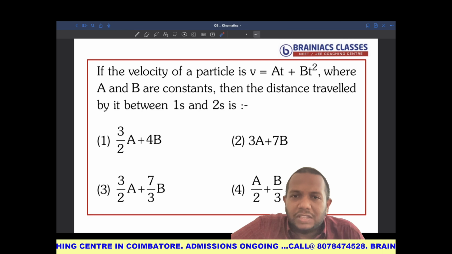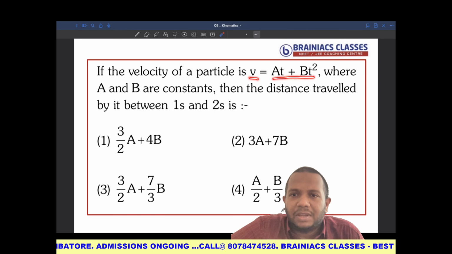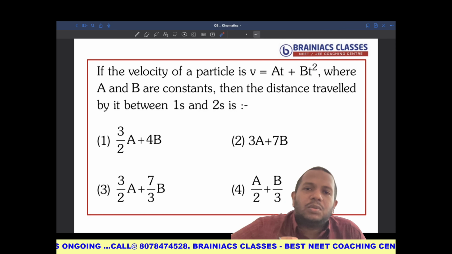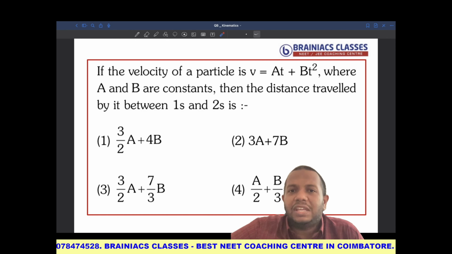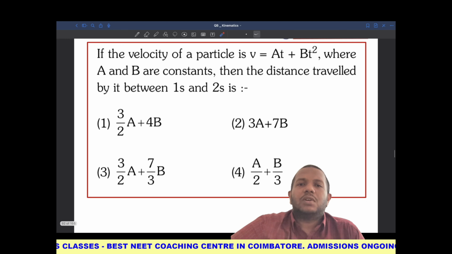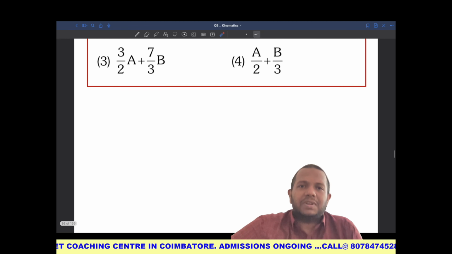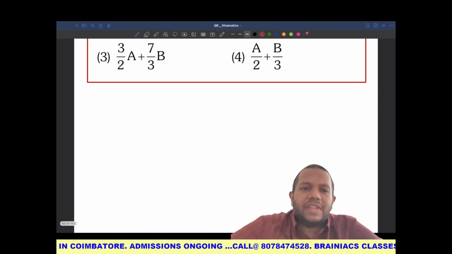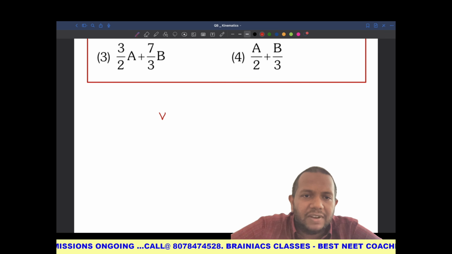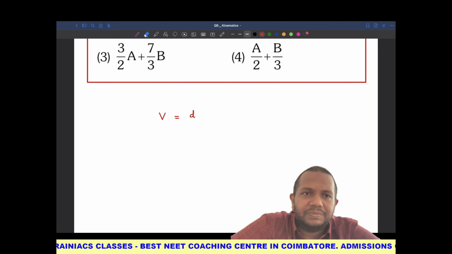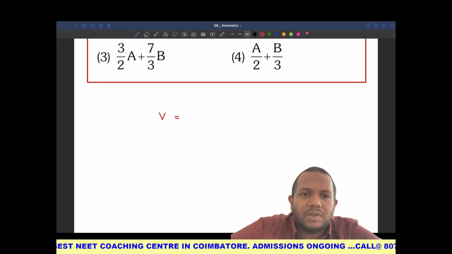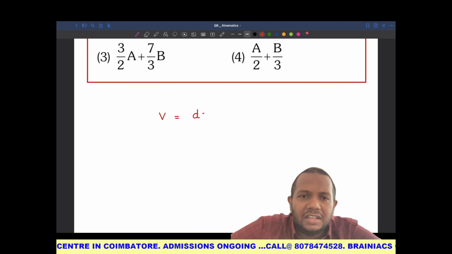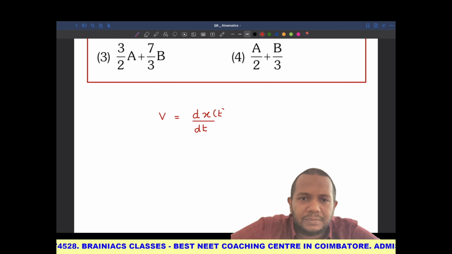Again, velocity is given as a function of time. From this we need to find the equation for distance. So how to do that? Let's understand the fundamentals again. We know that velocity is given as dx by dt. To get velocity, we need to differentiate distance, that is dx with respect to dt. Why am I putting dt? Because here x is a function of time.